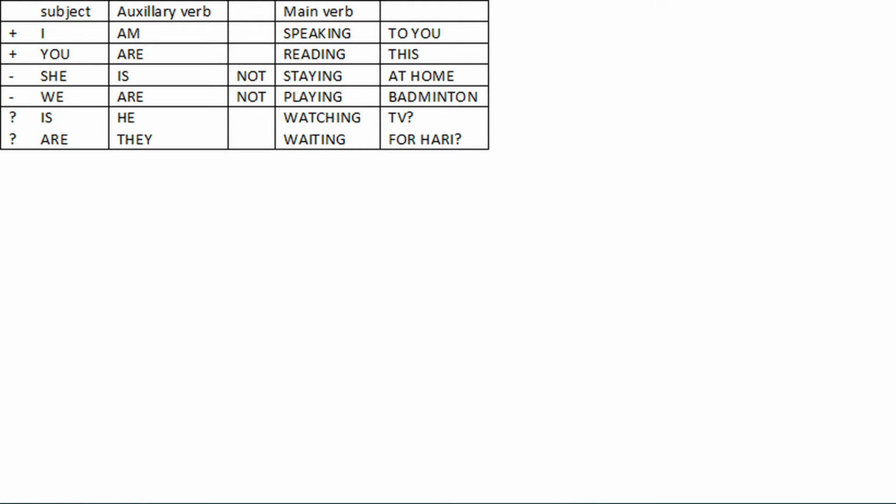Look at these examples. Present continuous tense forms of the verb with various subjects, which include question sentences and negative sentences. I am speaking to you. You are reading this. She is not staying at home. We are not playing badminton. Is he watching TV? Are they watching? Are they waiting for Hari?